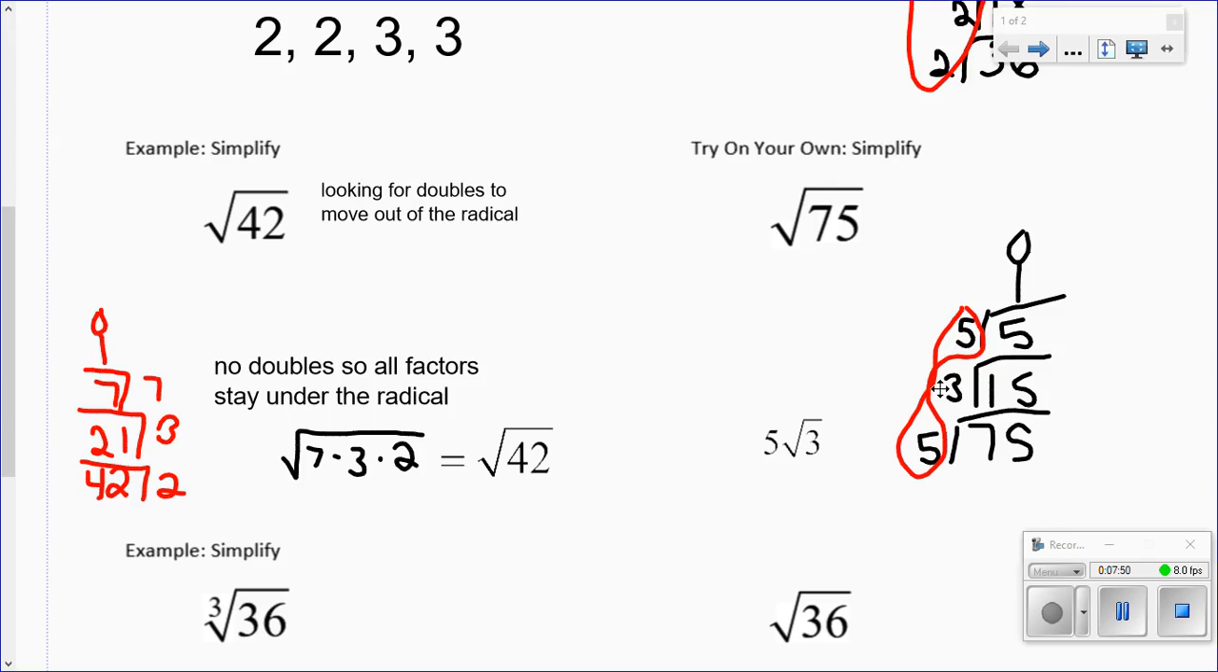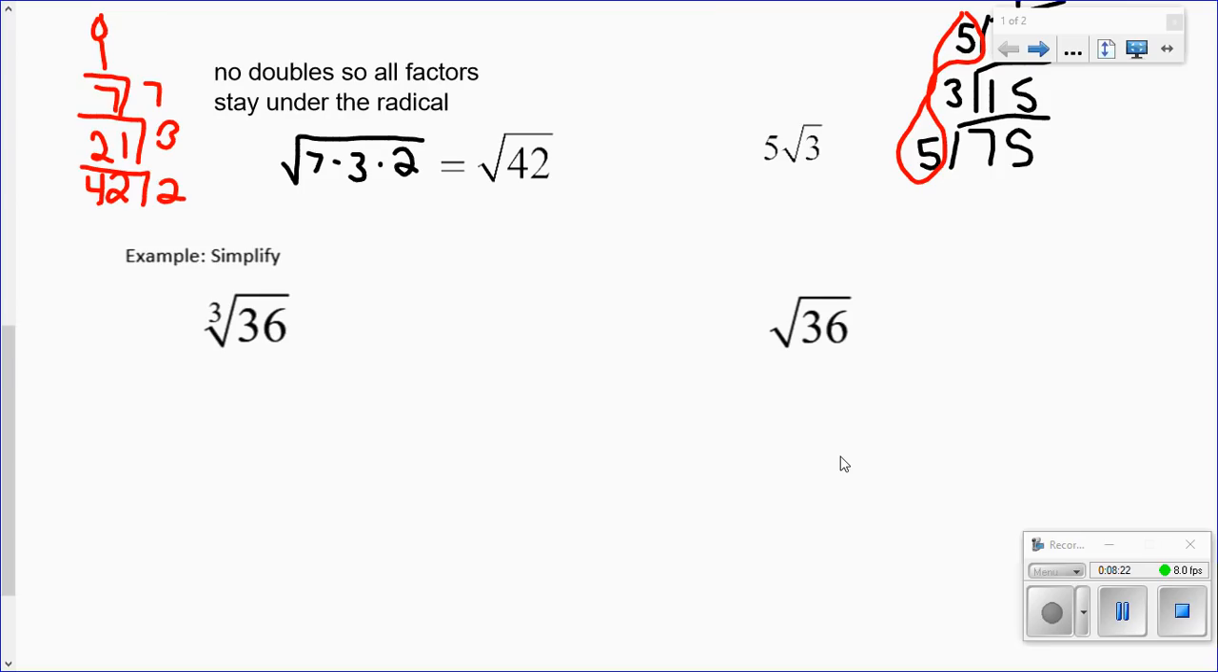It's kind of like, well, if you get a date, you can go to the dance, but if you don't have a date, you probably just want to stay home. That's not really true, but it's a good way to remember it. So the 5 had a date, so they're at the dance, and the 3's at home under the radical. And that's my simplified form. So that is a simplified version of the square root of 75 because I was able to pull out the square root of 25. Alright? So it's 5 square root of 3.